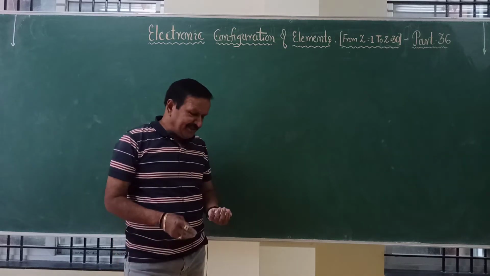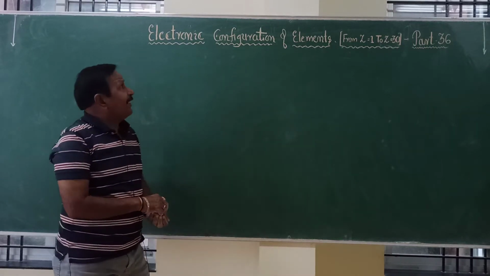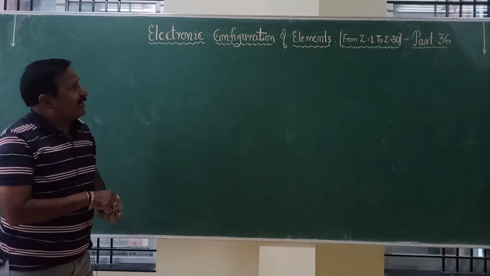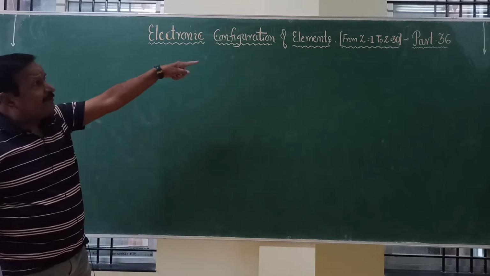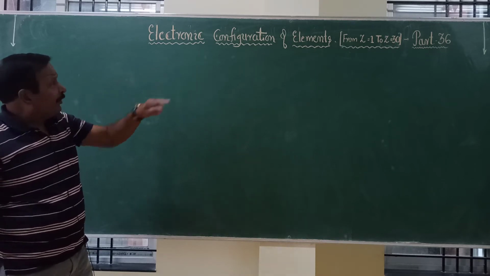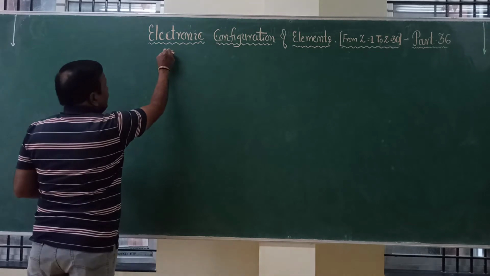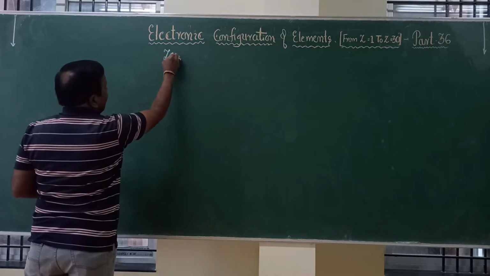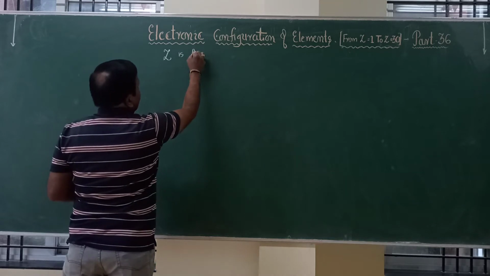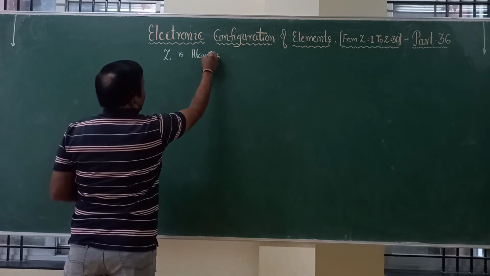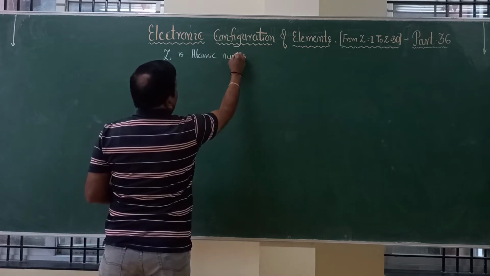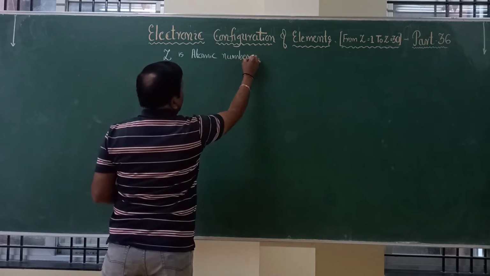Hello my dear students, now we are coming to the study of electronic configuration of elements from Z is equal to 1 to Z is equal to 30. Okay, what is Z you should know. Z we have already done, it is the atomic number of an element.